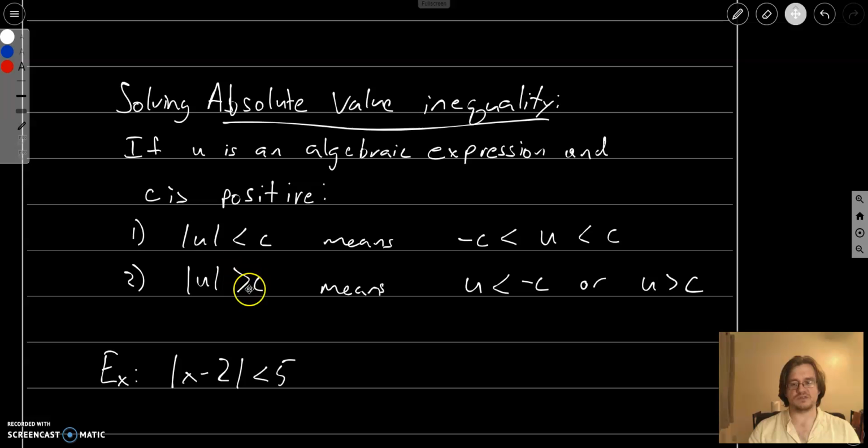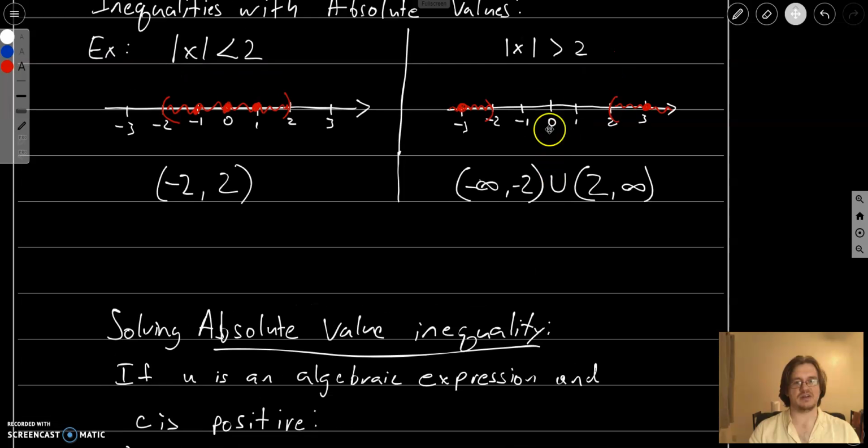If the absolute value of u is greater than c, this means that u is either going to be very small or very big, smaller than negative c or bigger than c. Again, up here, if the absolute value of x is greater than 2, then either x is really small and less than negative 2, or it's really big and greater than 2.